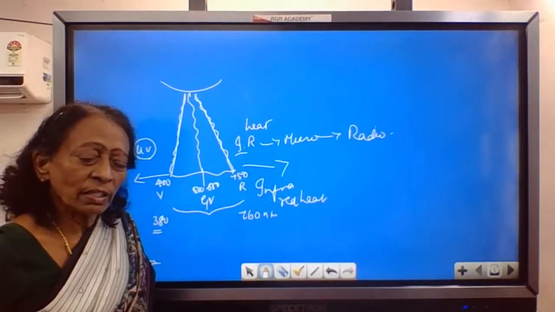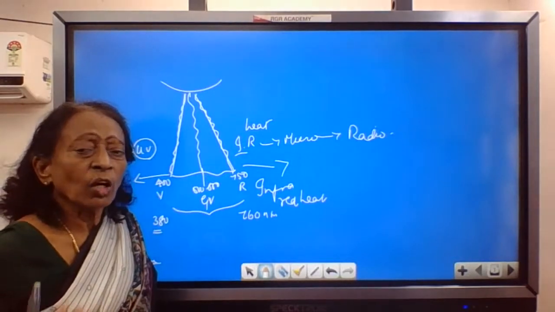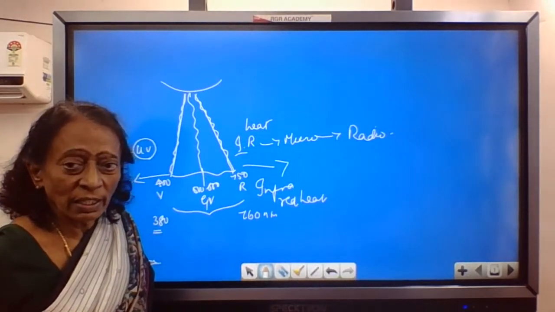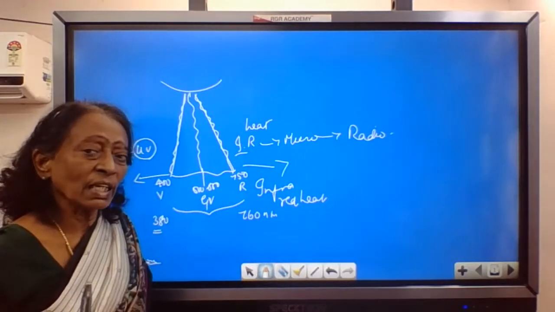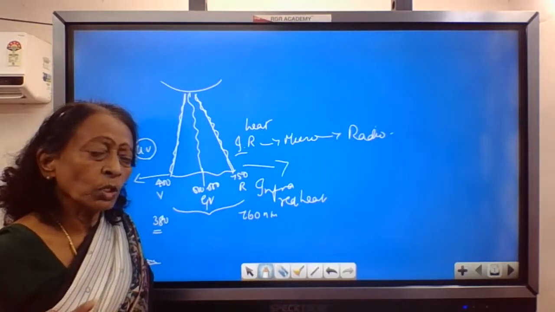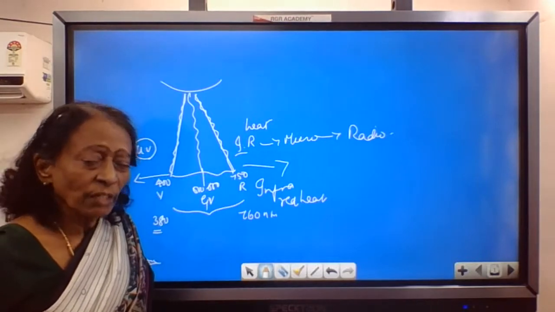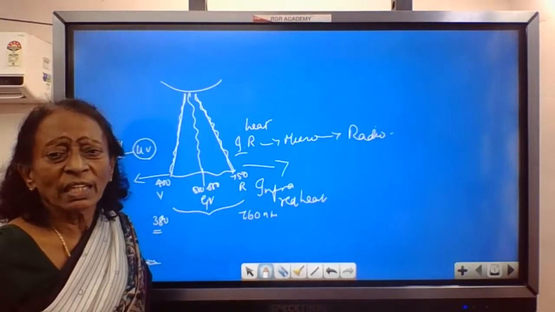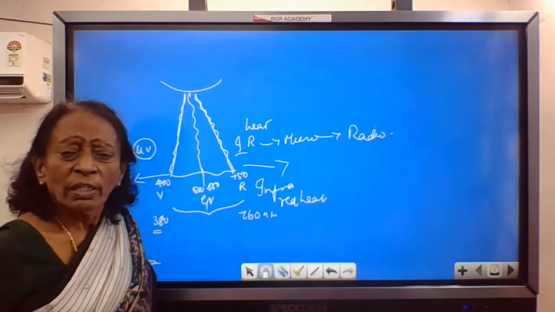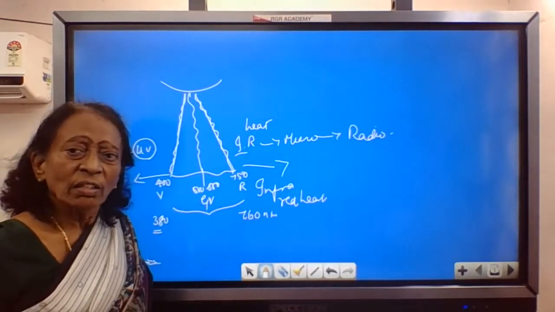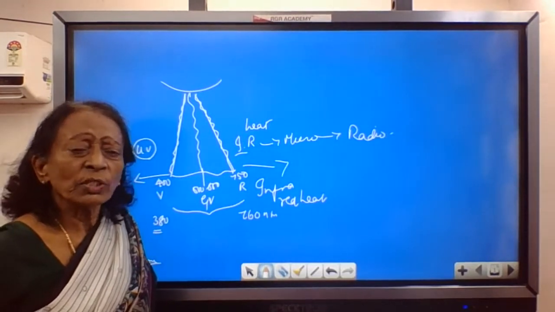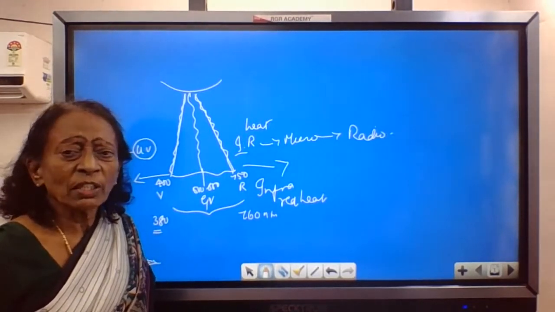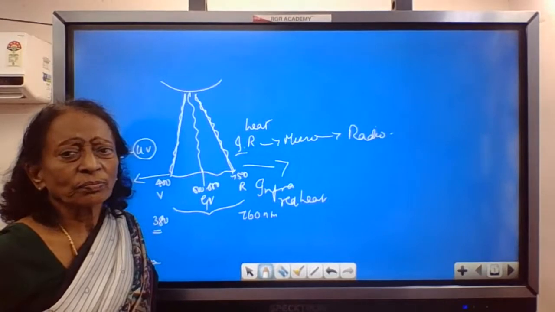So the rods help you to see in twilight and dim light. The other one, the cones, is for bright light as well as color, two functions for the cones, one function for the rod. Some animals which are blind at night, like bats, what does that mean? They do not have cones in their eye, cones are absent totally. So those animals are nocturnal and diurnal.